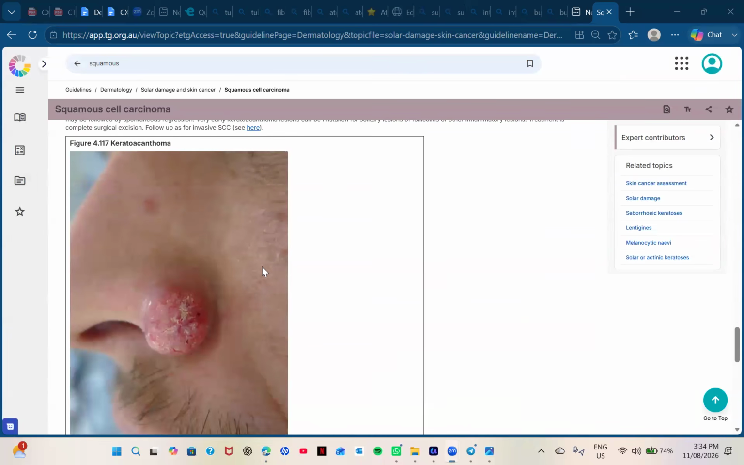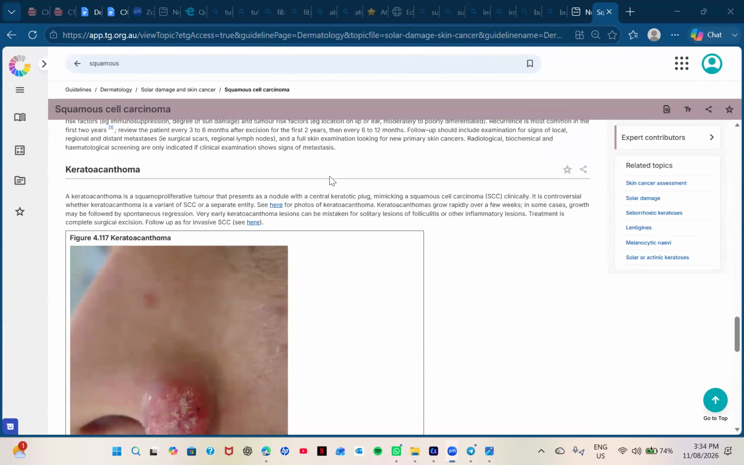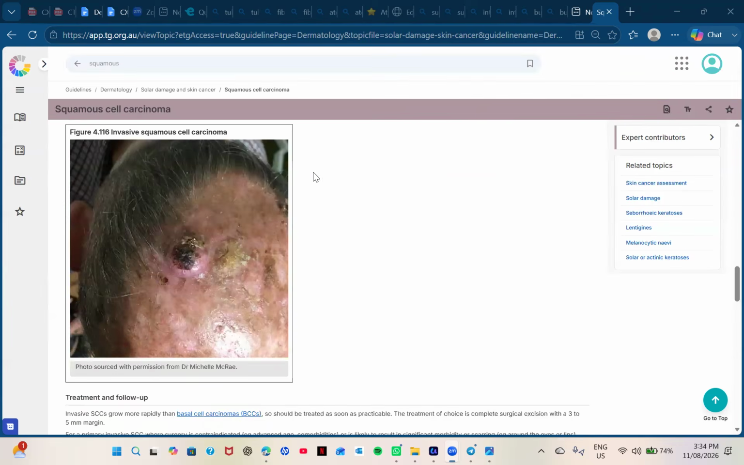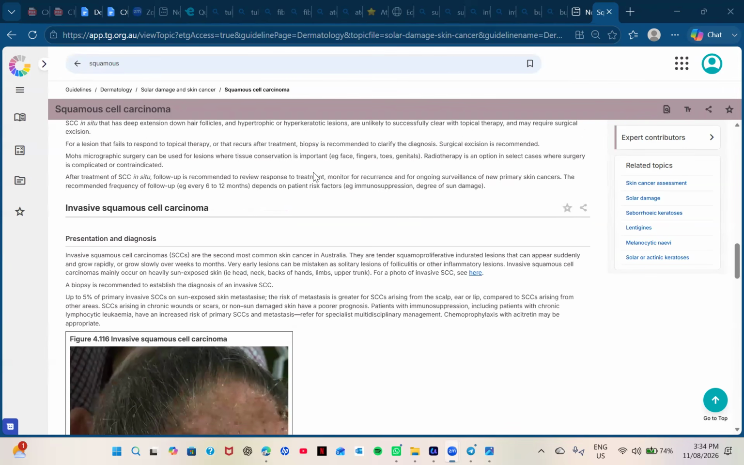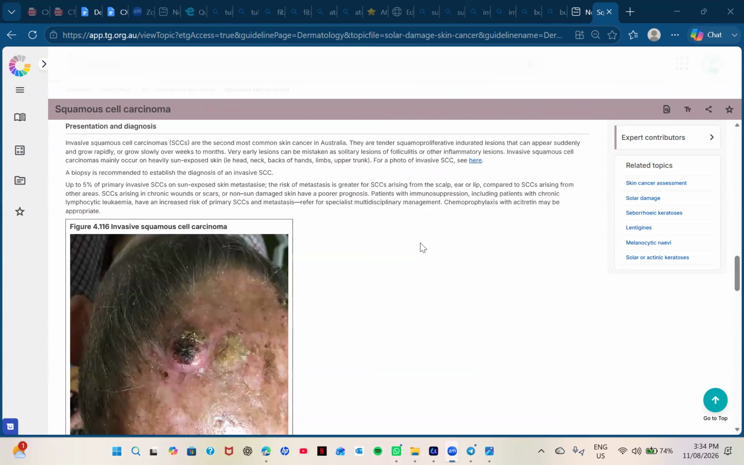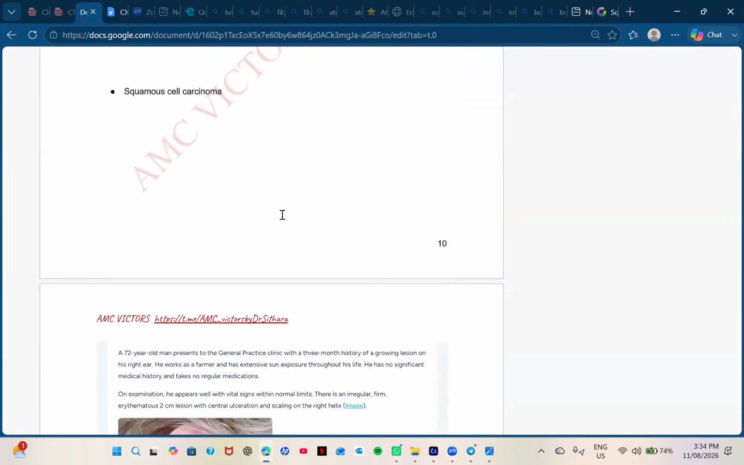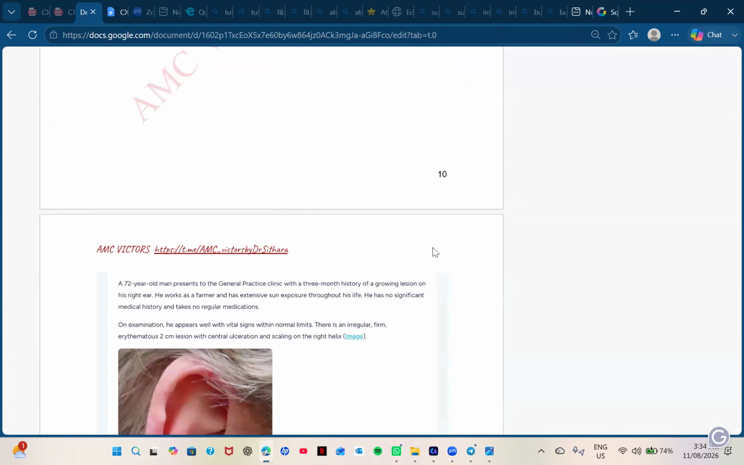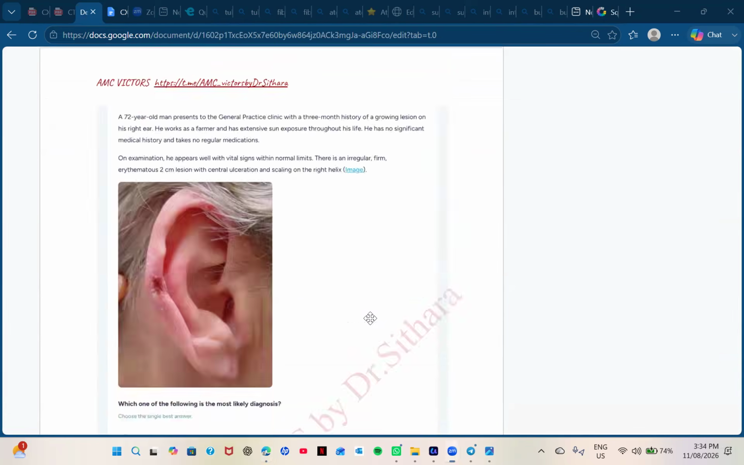You have to do the complete excision. Okay, doctors, is it understandable? I'm just explaining too much, and I don't know if you need this or not, but I feel like these skin cancers are very important.